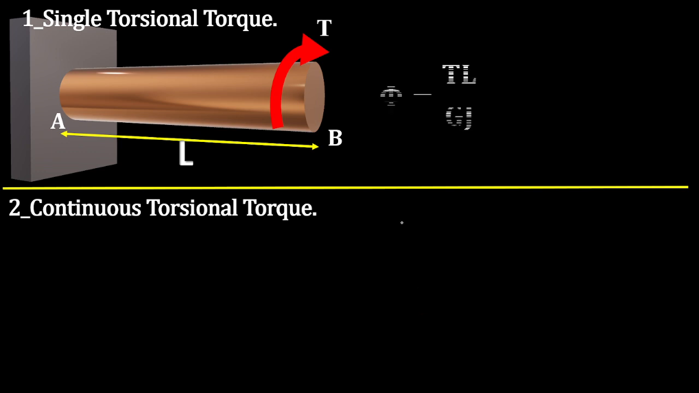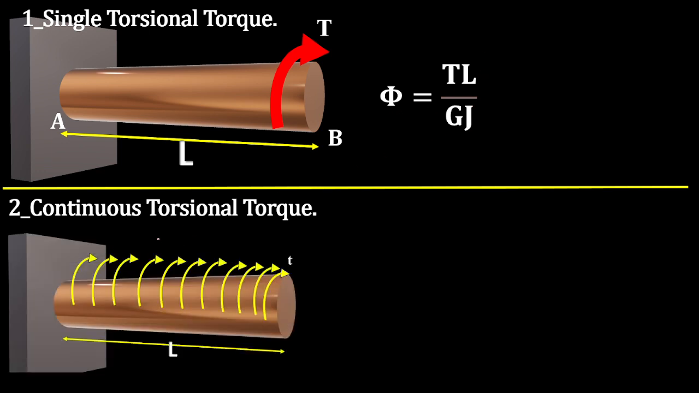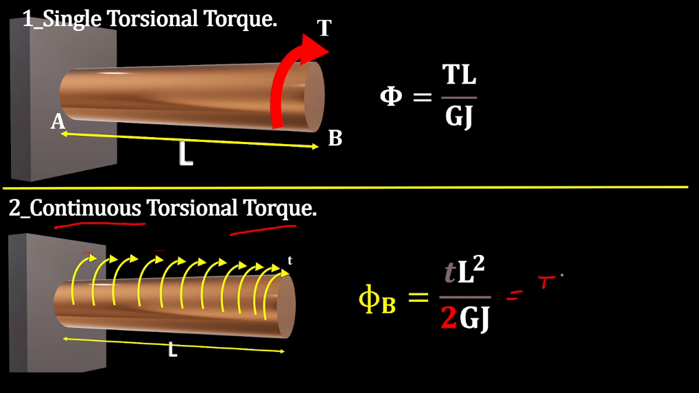We already know how to calculate the angle of twist of a single torsional torque applied at the free end of a solid circular shaft attached to a block at one end. It means it's fixed at one end, and that phi is equal to TL over GJ. And we also reviewed a continuous torsional torque applied uniformly all over the span, and in that case we calculate TL squared over GJ, two of them.